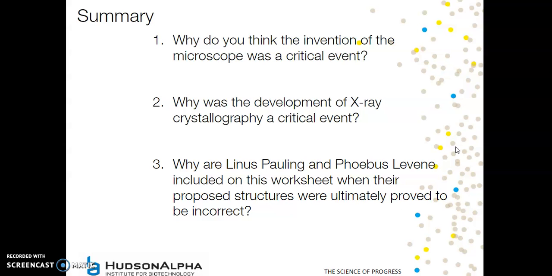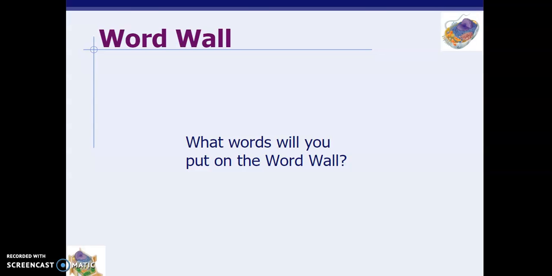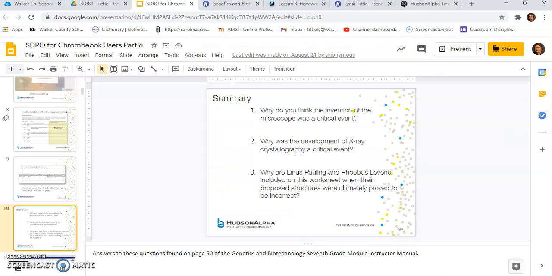And then in summary, here are a few questions for us to think about. Why do you think the invention of the microscope was a critical event? Why was the development of X-ray crystallography a critical event? Why are Linus Pauling and Phoebus Levine included on this worksheet when their proposed structures were ultimately proved to be incorrect? Okay, so let's escape from this and go out and look at the actual assignment.